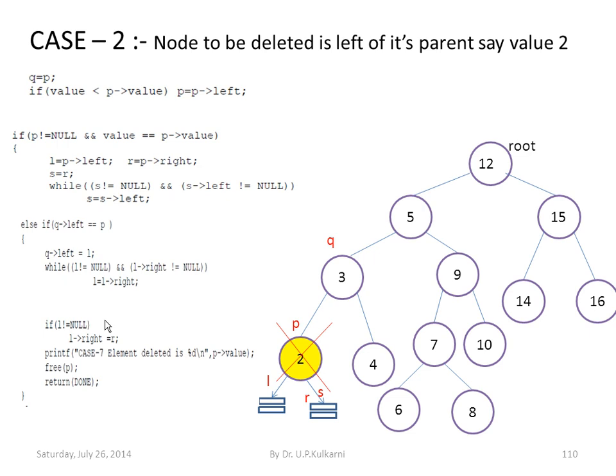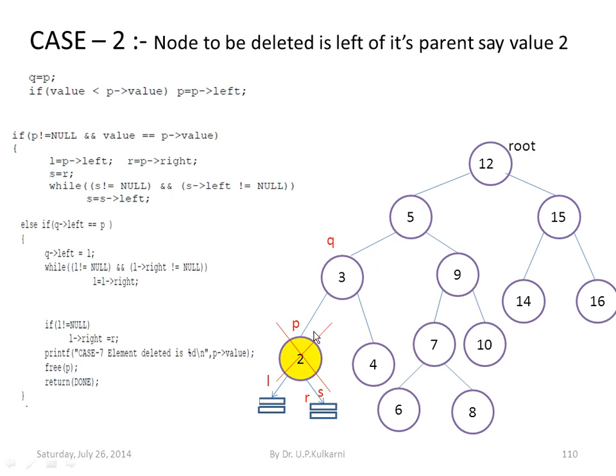Now look at case two, where the node to be deleted is left of its parent. That means the node I want to delete is this, and it is left of this. There may be a situation where I want to delete the node which is right of its parent. These are different situations. You need to understand this. So now look into this. How do we do it?